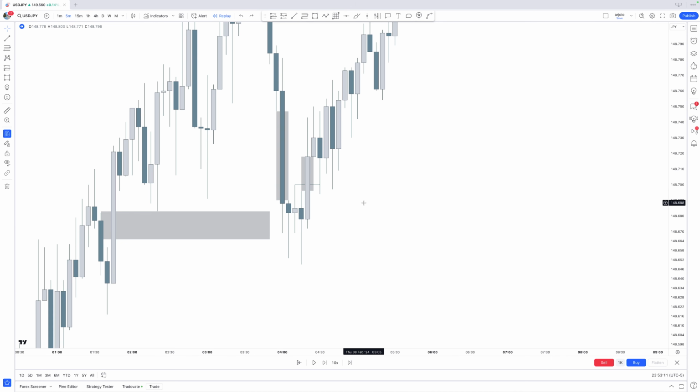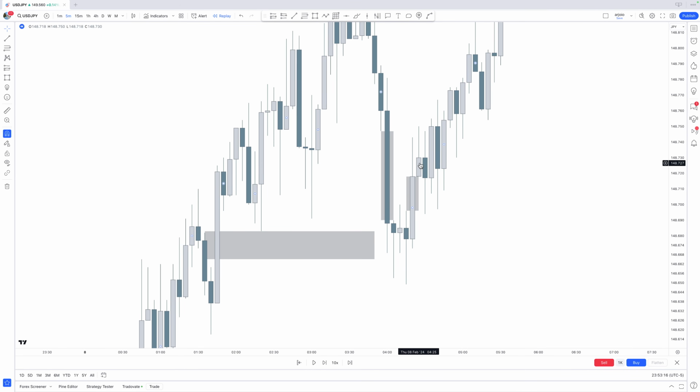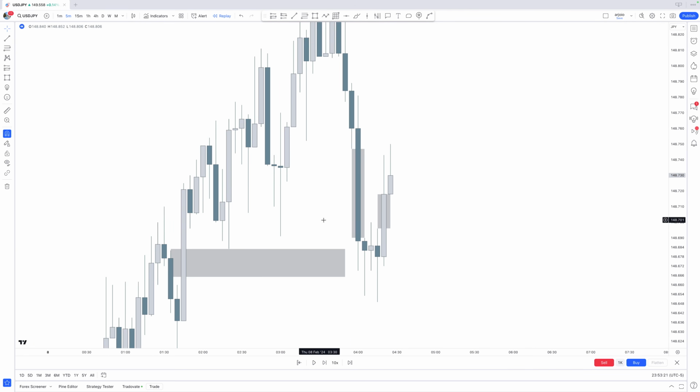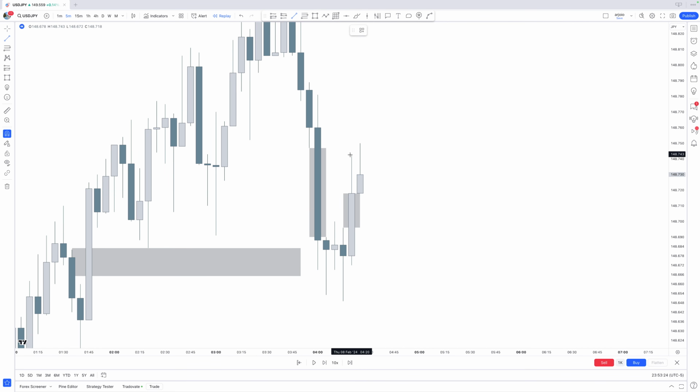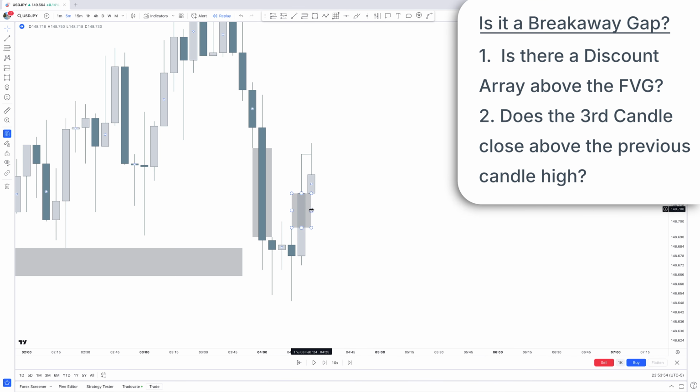Then the second step we need to go over is understanding if the third candle right here that actually confirms the fair value gap closes above the second candle's high, meaning this high right there. And I'll show you the example of a breakaway gap right there in the next one on Australian dollar CHF. But here, this does not close above this second candle high, meaning that this is not a breakaway gap based on the two questions that we had. Is there a discount array above this fair value gap? Does the third candle close above the second candle high right there?